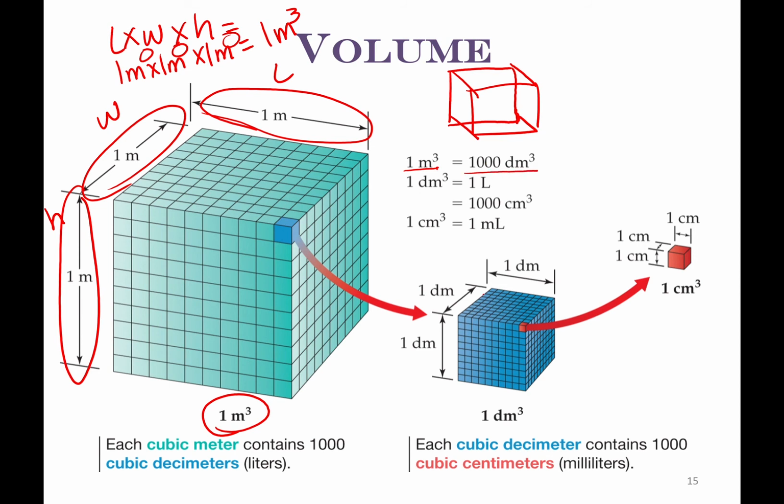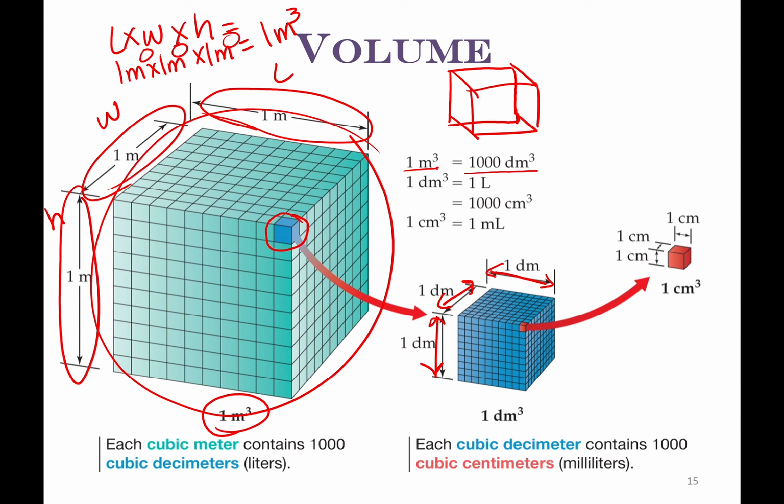So that means within this green box here, this green cube, there are 1,000 of these blue cubes, which are 1 decimeter long by 1 decimeter high by 1 decimeter wide, giving us cubic decimeters. There are 1,000 of them. And within this blue cube, there are 1,000 of these red cubes, which are 1 centimeter by 1 centimeter by 1 centimeter. So, have you ever heard of a CC?